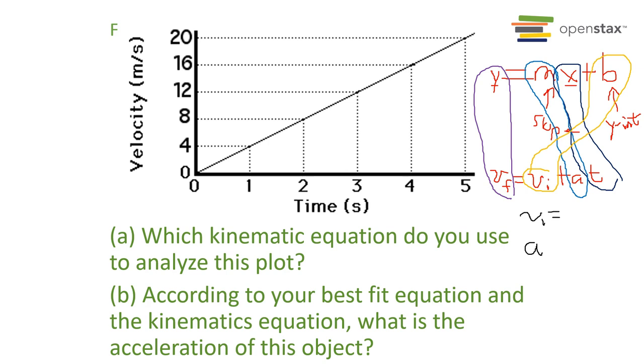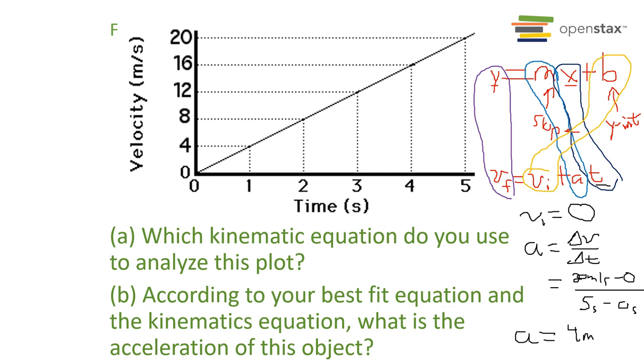Time is our variable, so the acceleration will be the slope, which is change in velocity over change in time. There's our rise over run, which will give us 20 meters per second minus zero, divided by the total time of 5 seconds minus 0 seconds, which gives us an acceleration of positive 4 meters per second per second, or meters per second squared.